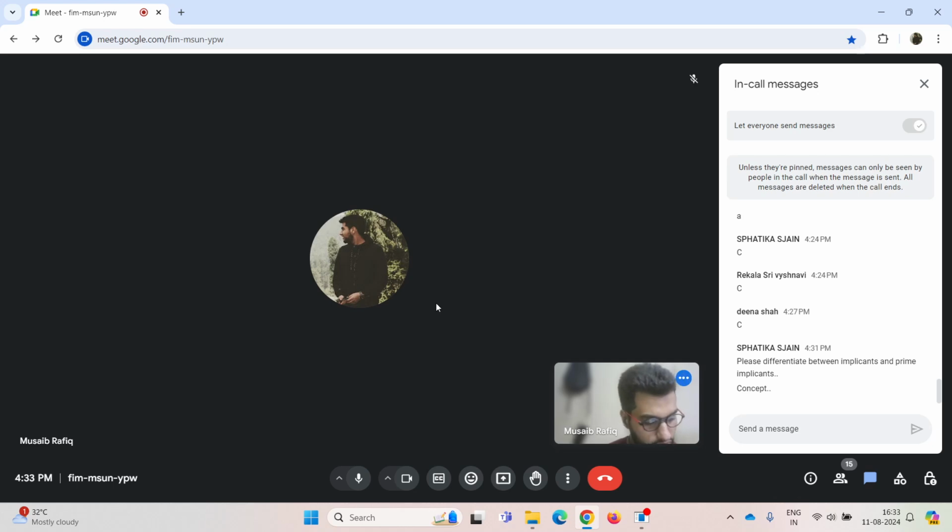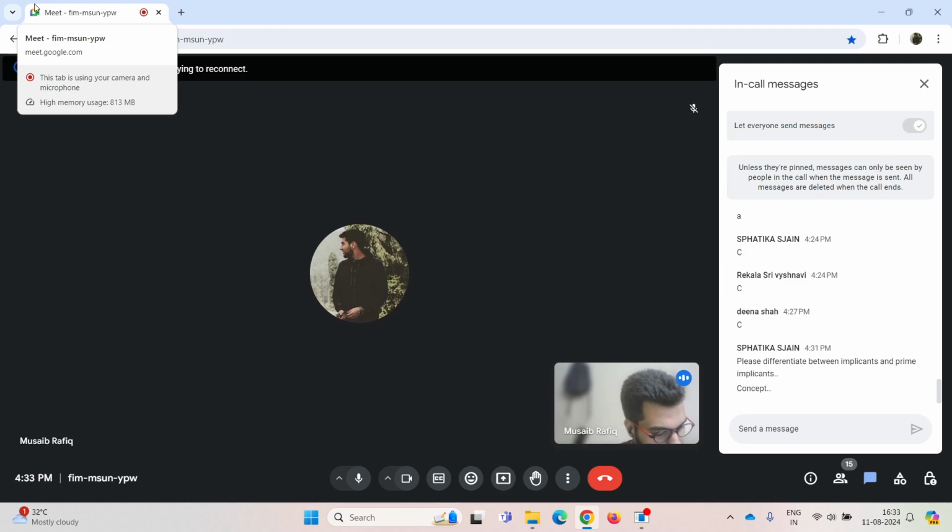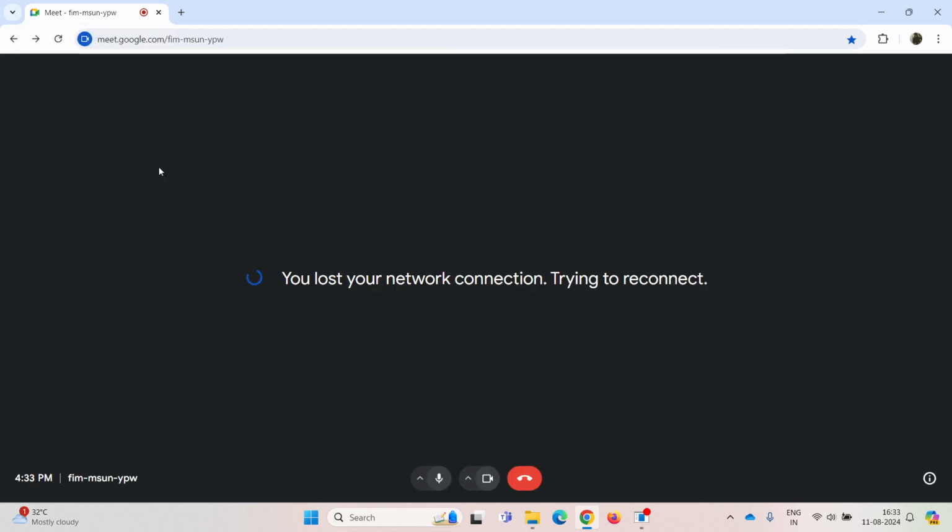Right, you got it. So I'll tell you the exact definition. An implicant can be defined as a product or minterm present in SOP form, or a sum or maxterm present in POS form. And a prime implicant is defined as a group of squares or rectangles made up of a bunch of adjacent minterms.